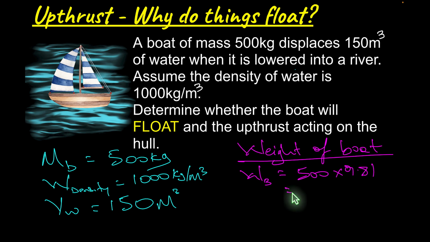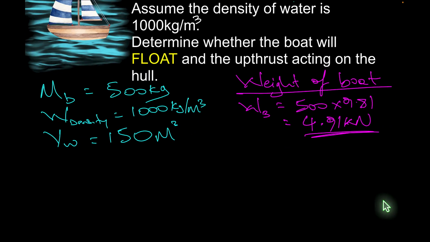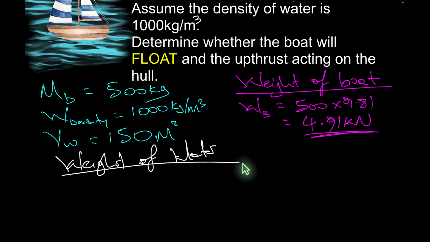So its weight here is going to be 4.91, and I'll write that as kilonewtons. You'll notice here, because of the unit I'm using, that this is actually a form of force. And this is going to be something that we come back to. So we're going to figure out now what the weight of the water is, because we're going to have to do some comparison. So let's get into that bit. Let's figure out what the weight of the water that's displaced is.